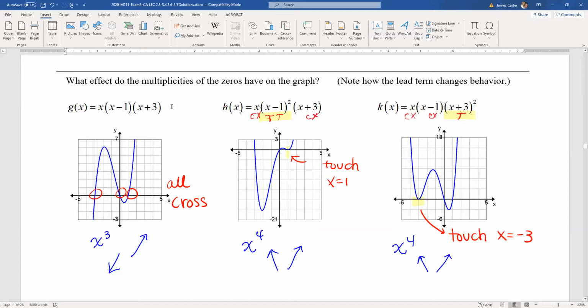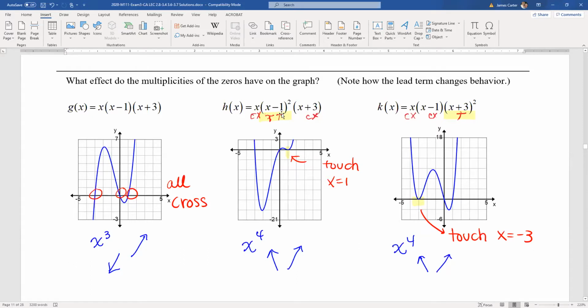This is not the same problem we had before. Earlier, we had a second power behind this parentheses, but this is a totally different problem. If that were a positive 3, then that would have to be a touch and go, and this would become an even with up and up.